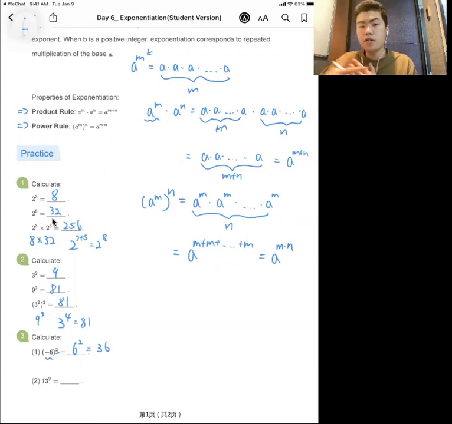This is just an illustration of how we can use these properties. I will leave the rest of the questions for you to solve. So let's try to solve the questions.